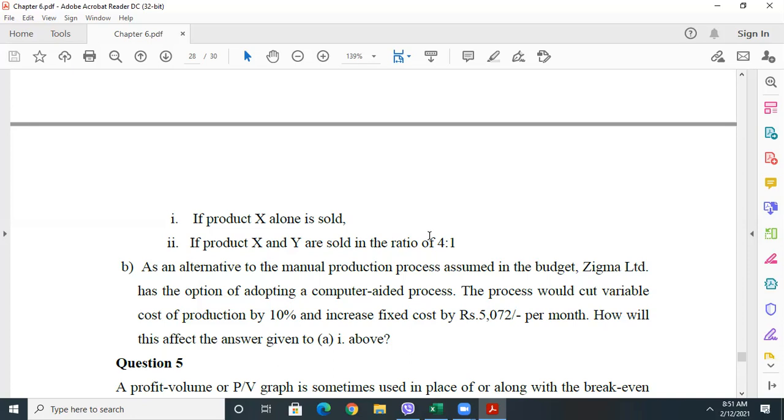The second part is to ask us, as an alternative to the manual production process assumed in the budget, Sigma Limited has the option of adopting a computer aided process.